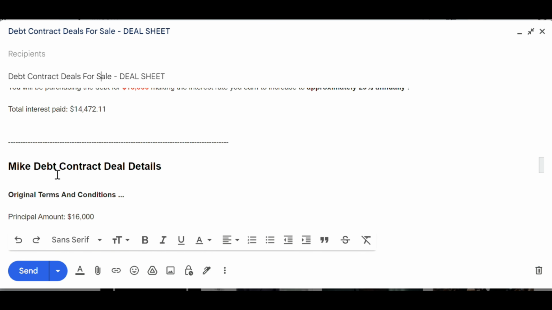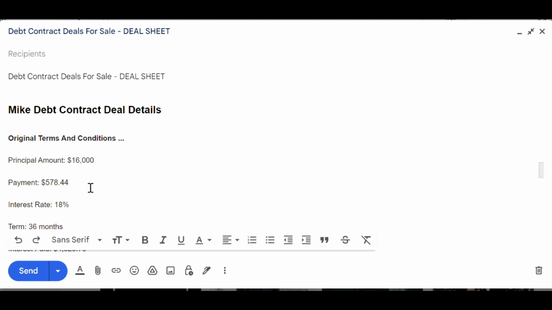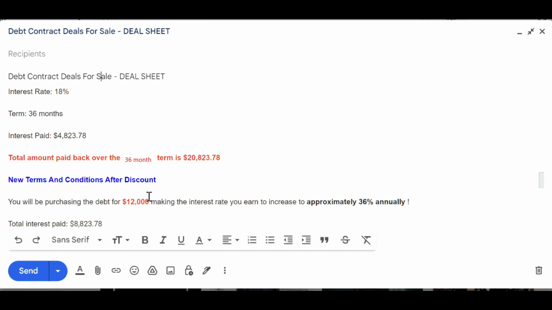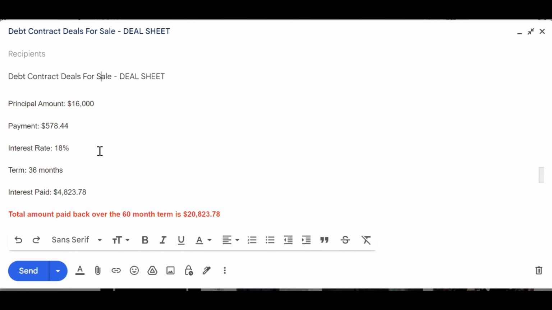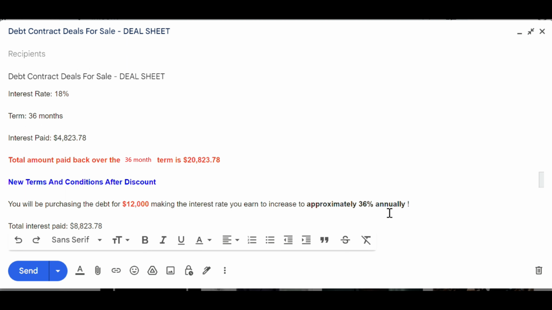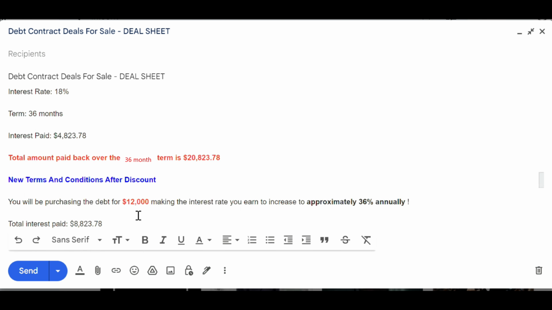Again, we have a Mike deal here, okay? The Mike deal, original terms and conditions: $16,000 is the principal amount, $578 payment, 18% at 36 months. So again, most people would say that's a great deal, but once we discount it, here we are after the discount, you can purchase this $16,000 debt for $12,000, bringing it up to 36% annual interest.